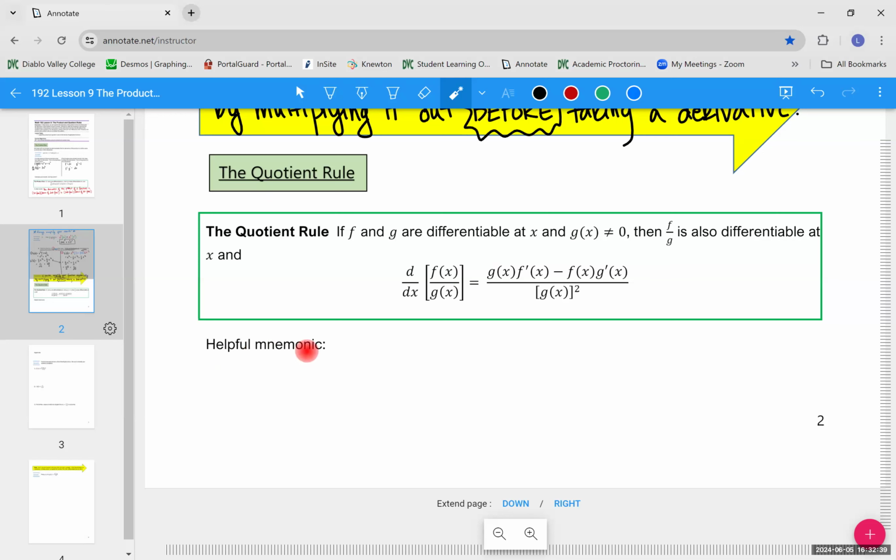So there is a helpful mnemonic that I learned way back in the day and it's still used. I'm not sure if this is exactly how everybody spells it, but this is the mnemonic that I have heard over and over again. Low D high minus high D low over low low.